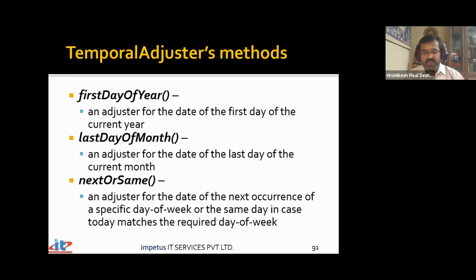Next or same. What does it say? An adjuster for the next occurrence of a specific day of the week, or the same day in case today matches the required day of the week. Next or same means next week we would like to have the same day, kind of thing. I'll give you a demonstration of these interesting functions. It is an adjuster for the next occurrence of the specific day of the week, or the same day in case today matches the required day of the week.